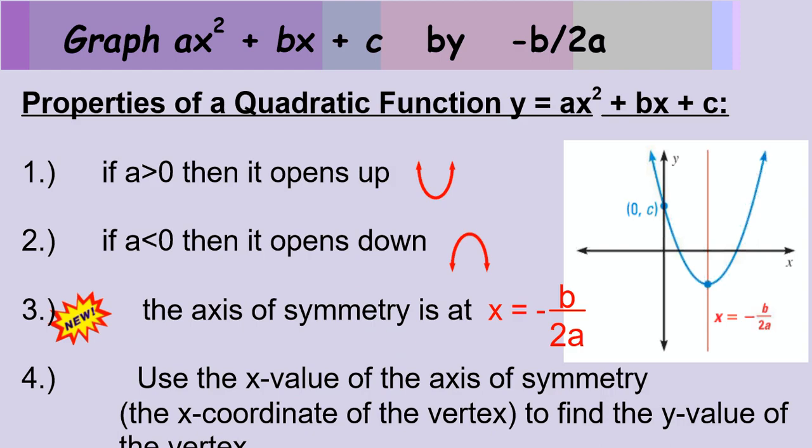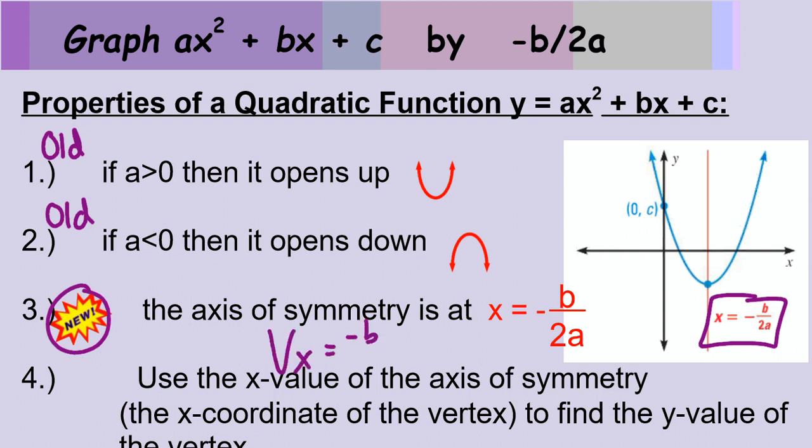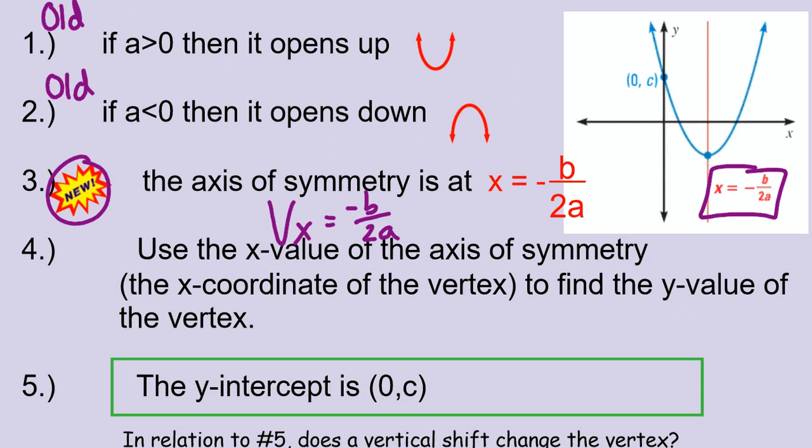Summarizing everything we know about graphing quadratics now, there's a lot of old things we know, and now we know a new thing. We knew from before that if a, the leading coefficient, is positive, the graph is going to open up. That's old knowledge. If a is negative, the graph is going to open down. That is also old knowledge. Here's the new one. The vertex's x-coordinate always falls along the axis of symmetry, and that is always going to be at -b over 2a. The axis of symmetry will always be at -b over 2a, which means the vertex's x-coordinate will always be at -b over 2a. Once I know the x-coordinate, how do I get the y-coordinate? I plug that x value into the equation to get the y-coordinate for the vertex.